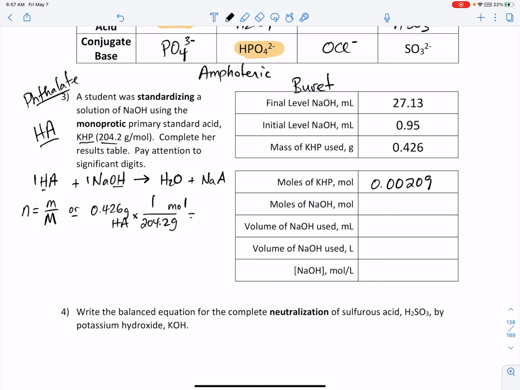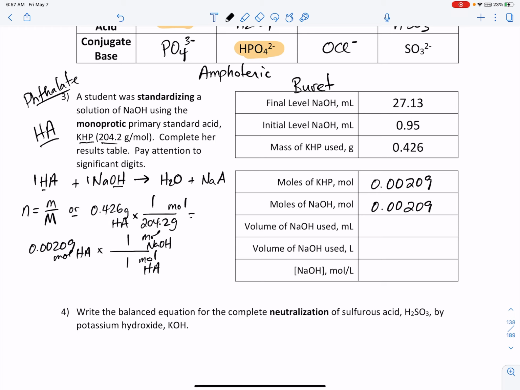Now, how many moles of base were used? We know the moles of acid, and we're asked for moles of base. That's the stoichiometry question. That's where we use the balanced equation. So we'll take our 0.00209 moles of acid, and with 1 unit multiplier, we'll convert the moles of acid to moles of base. From the balanced equation, 1 mole of base reacts with 1 mole of acid, so we can see it's actually going to be the same number, 0.00209.